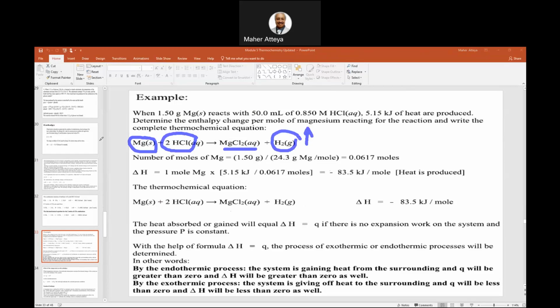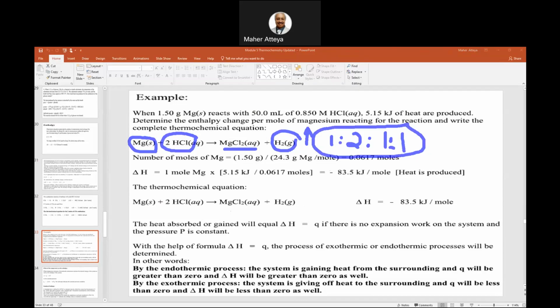So now, we have to watch. The ratio is 1 to 2 to 1 to 1. So this is the mole ratio.